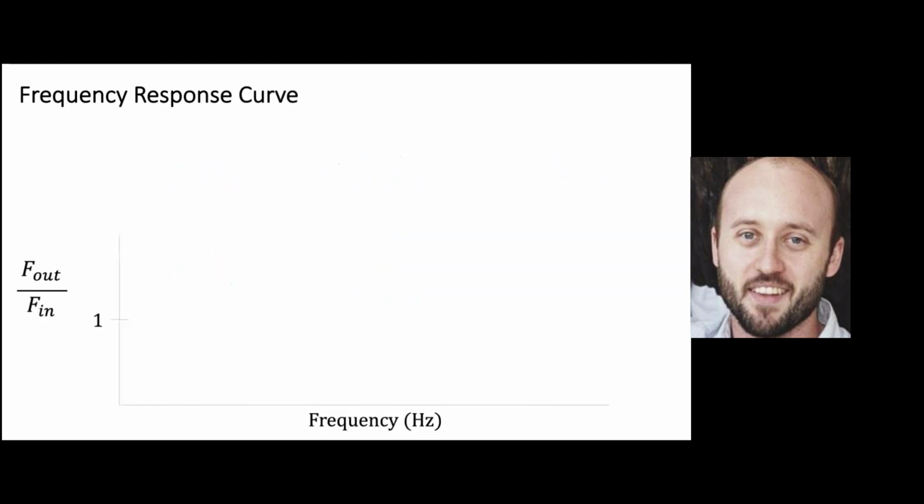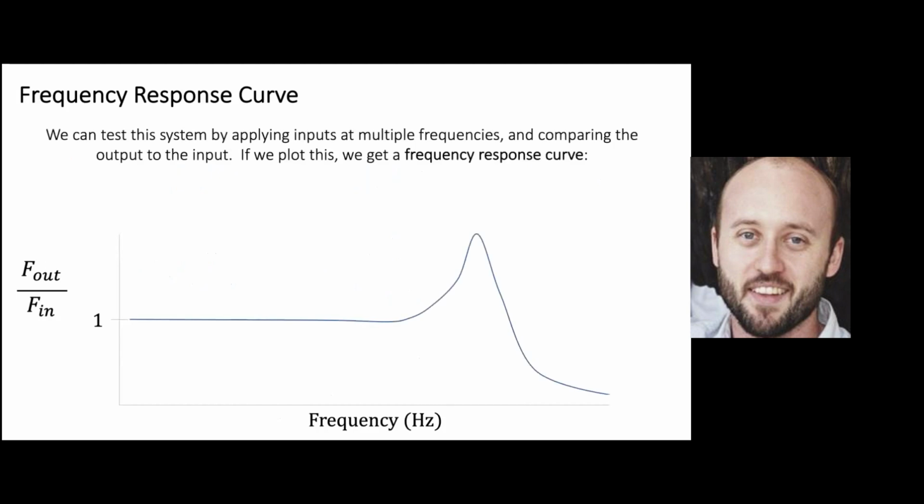So what we could then do is take our system and pick a range of frequencies and run this test. We could give it a known input force and measure the output force and then plot what the relationship is between the output and the input over the range of various frequencies. And in our simple example, where we just have a mass sitting on top of a spring, we would find that we get a frequency response curve that looks something like this.